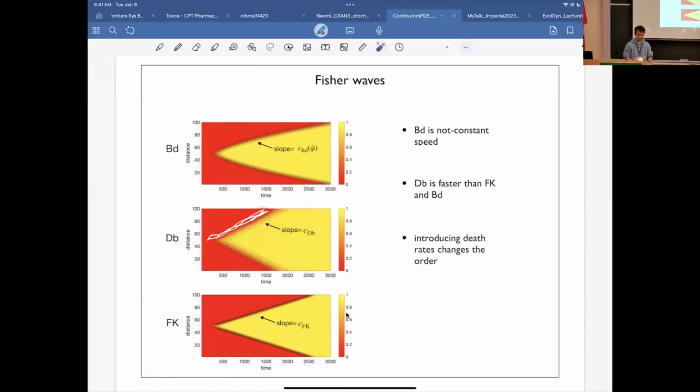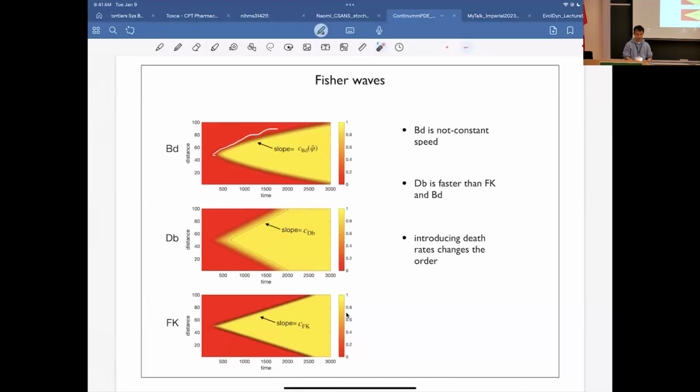So the speed of the spread would be the slope of these two slopes. For Fischer Kolmogorov, it turns out that the slope is just a little less than the death birth with a similar selection coefficient. For the birth death, you can see the slope is changing a bit, so it's kind of decelerating, and it's also a little bit slower than death birth and Fischer Kolmogorov on average.